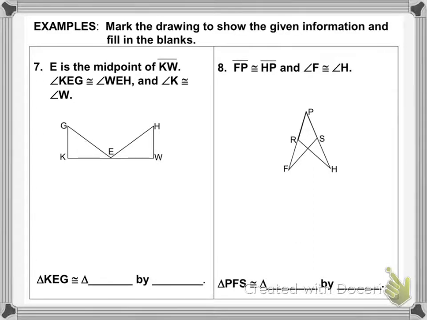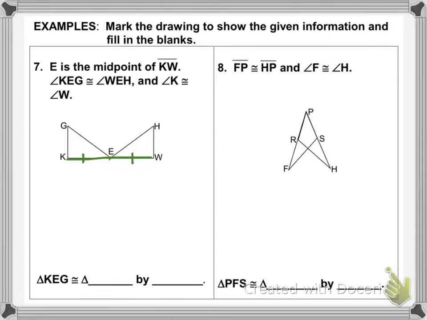So let's go ahead and look at example 7. It says, mark the drawing to show the given information and fill in the blanks. So sometimes you have to put the markings on your picture. So you need to be able to locate these segments and angles that they're talking about. 7 says E is the midpoint of KW. So E cuts KW right in the middle, which means its two halves, KE and EW, are congruent.